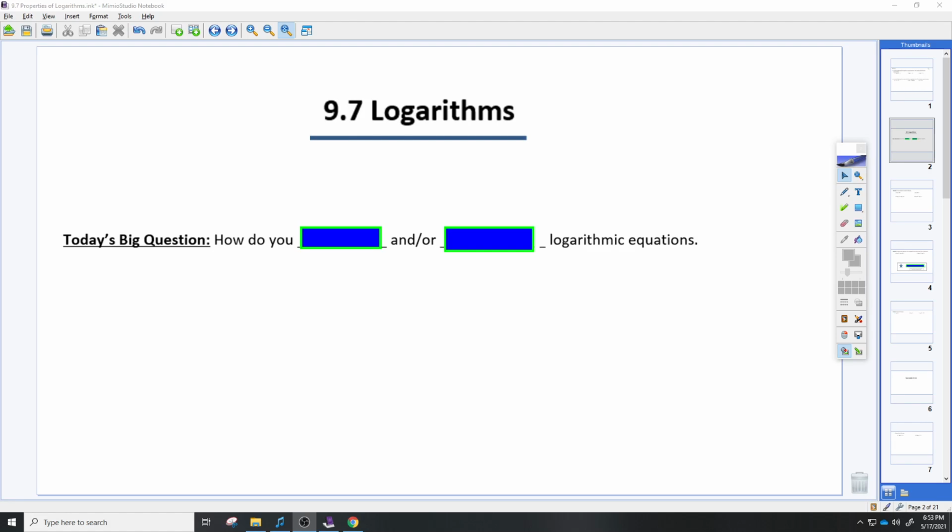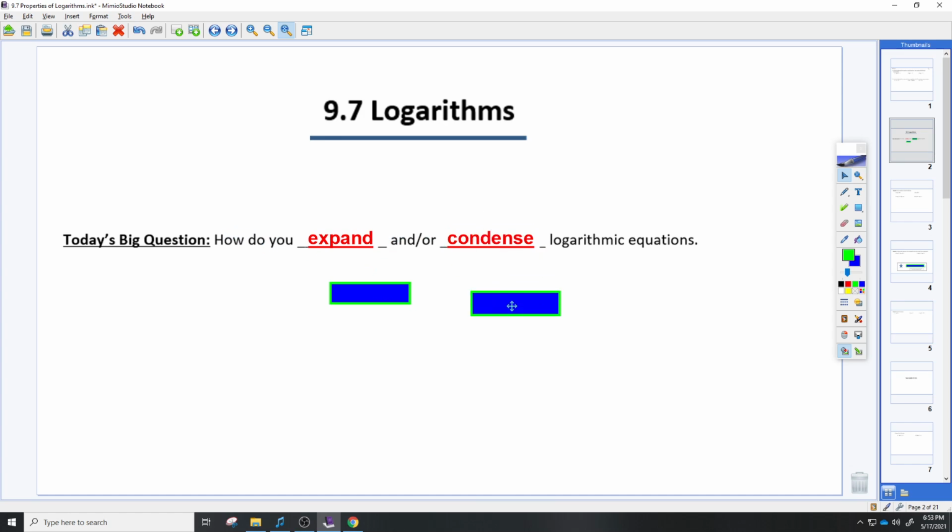For this section, we're actually going to be starting to look at working with logarithms and how we can put them together and tear them apart. We're going to do something called condensing and expanding them. They have some weird properties that go along with them, but we're going to go through each one of them in this lesson. So how do you expand and/or condense logarithmic equations?